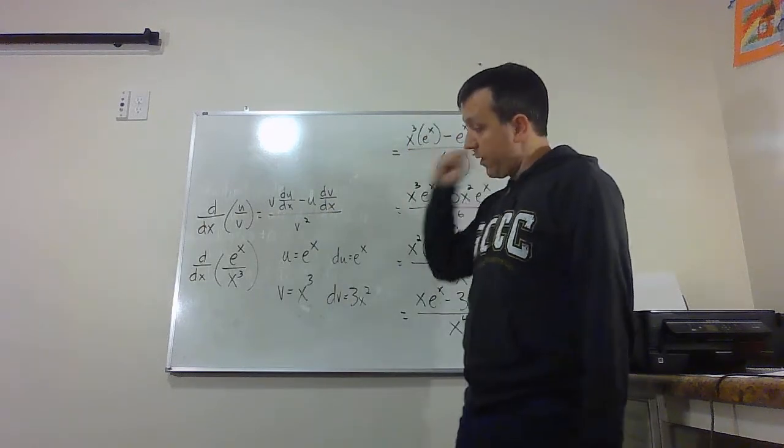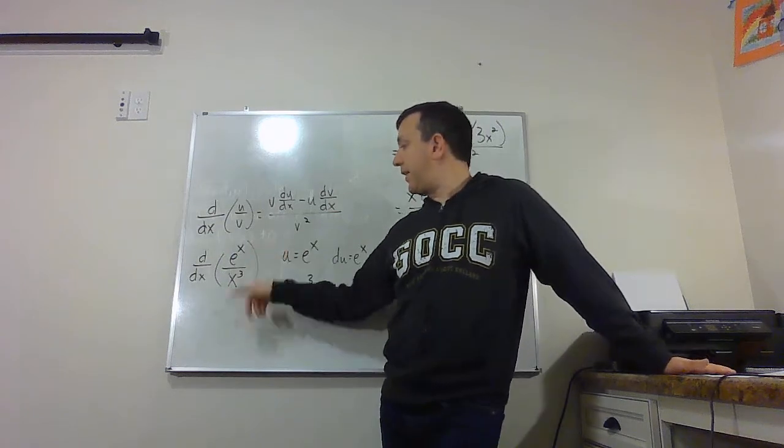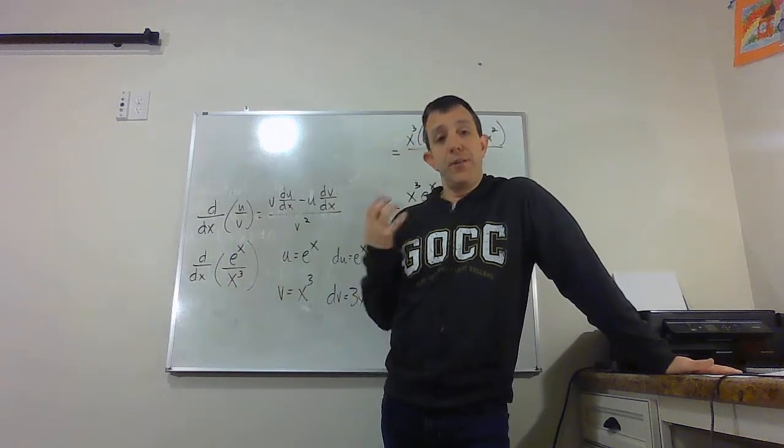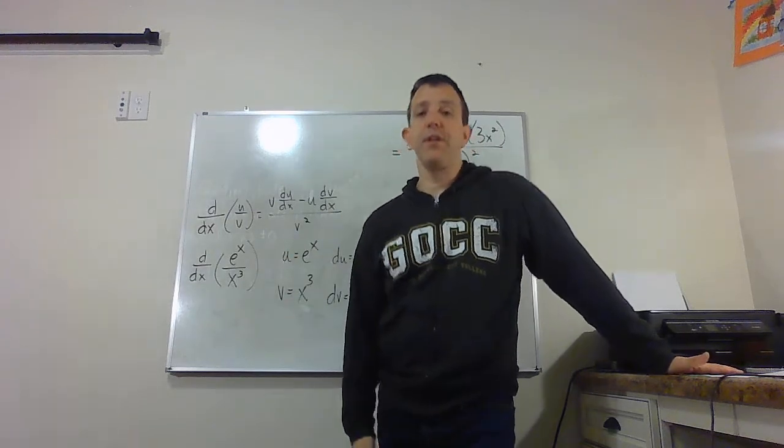All right, so here's what I want to find the derivative of. I want to find the derivative with respect to x of e to the x over x cubed. Two pretty basic little pieces, right? We know how to find both of those derivatives, which is good.